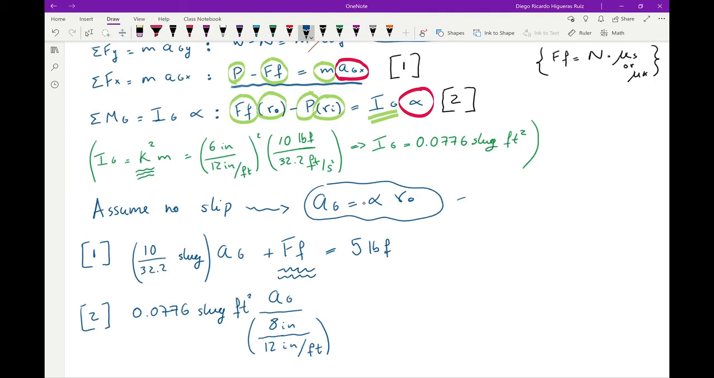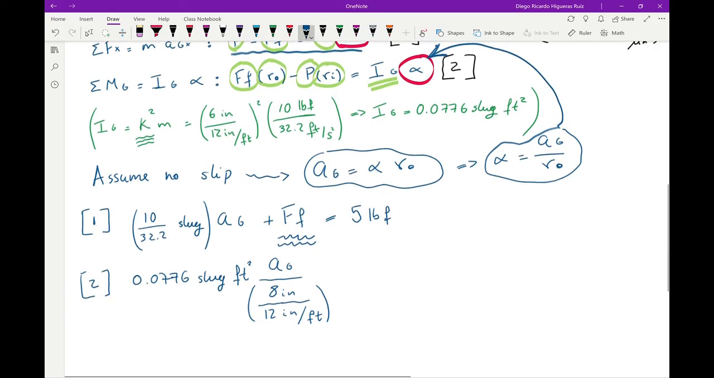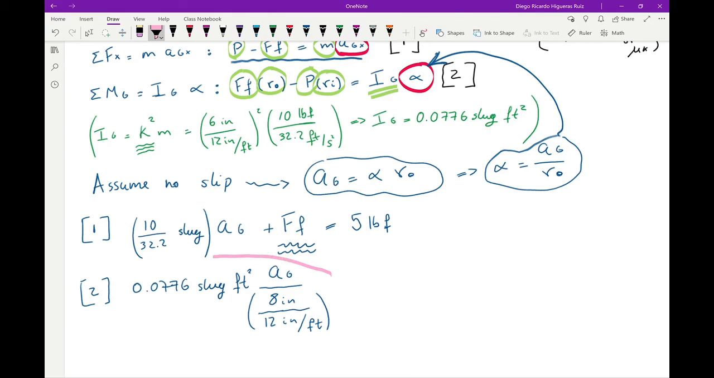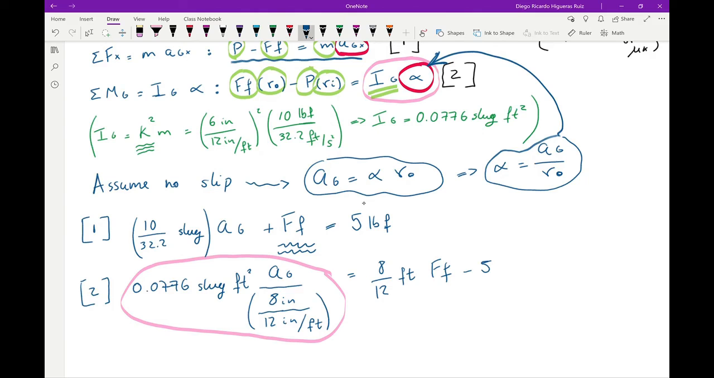Basically, what I just did, I solved for alpha, which is a_G over the radius of the wheel, and I put this right here. This is just this. Then this is gonna be equal to 8 over 12 feet times friction force minus 5 pounds force times 4 over 12 feet. And that's the rest of the equation. So let's highlight that. So this, it's gonna be this.